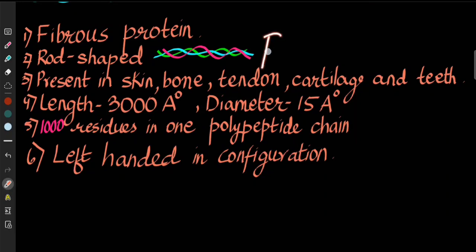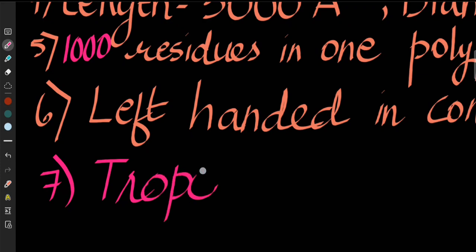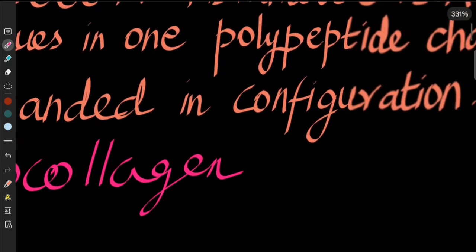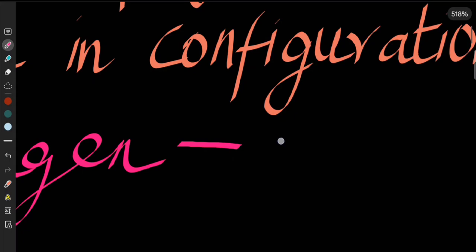Okay, so let me just write down. When it is in tropocollagen, that means all three helices will be present together, then it will be right-handed.